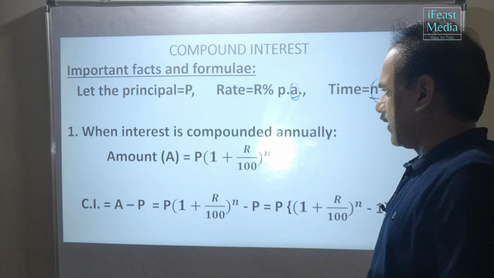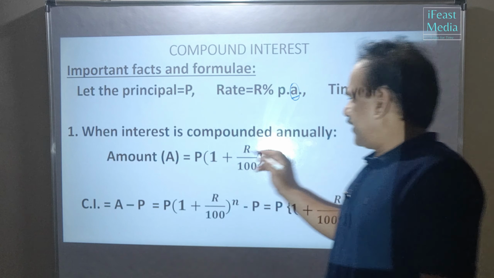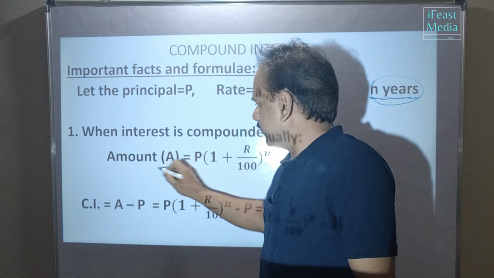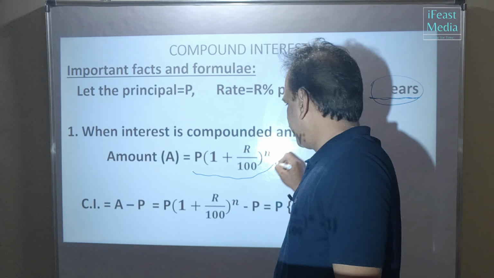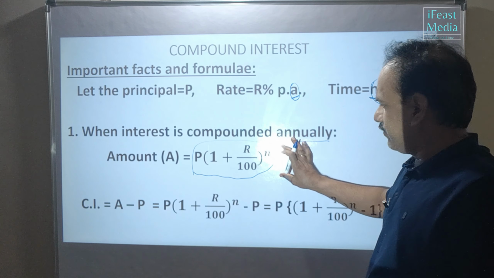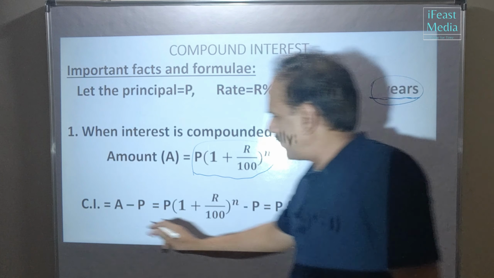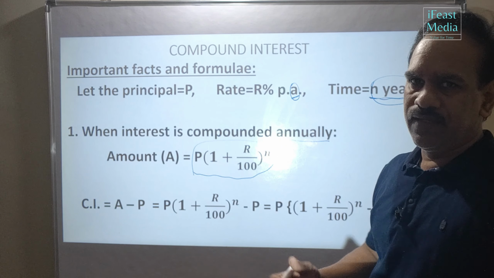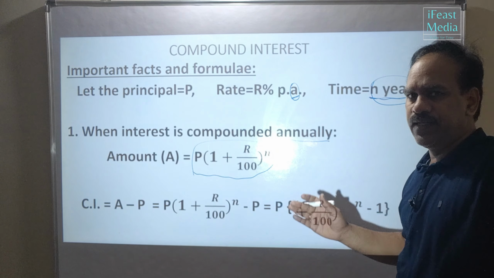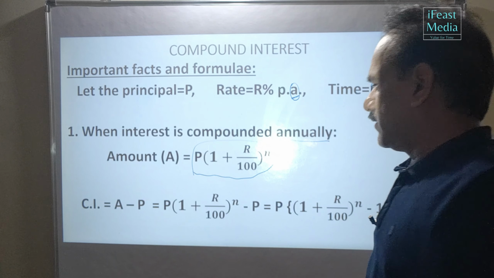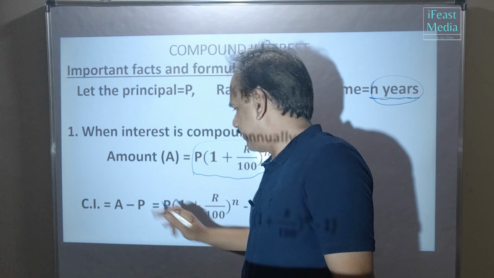Now, when interest is compounded annually, then the amount is P into 1 plus R by 100 whole power N. So, this is the formula of amount. Then what is compound interest? Compound interest is amount minus principal. Interest is the total amount at the end of the tenure minus the principal. So, compound interest is amount minus principal.